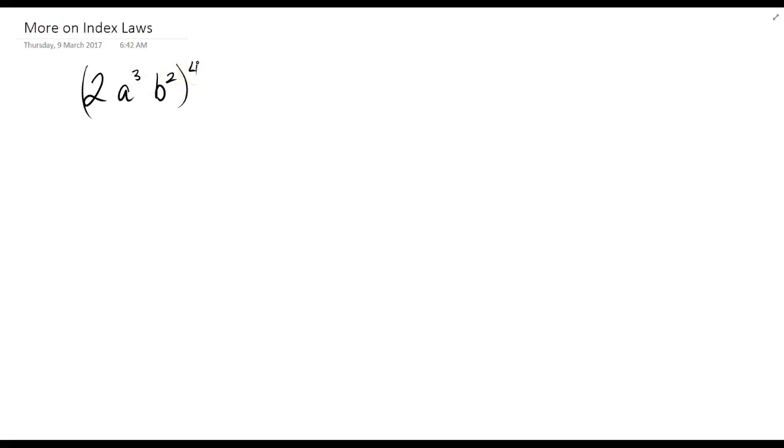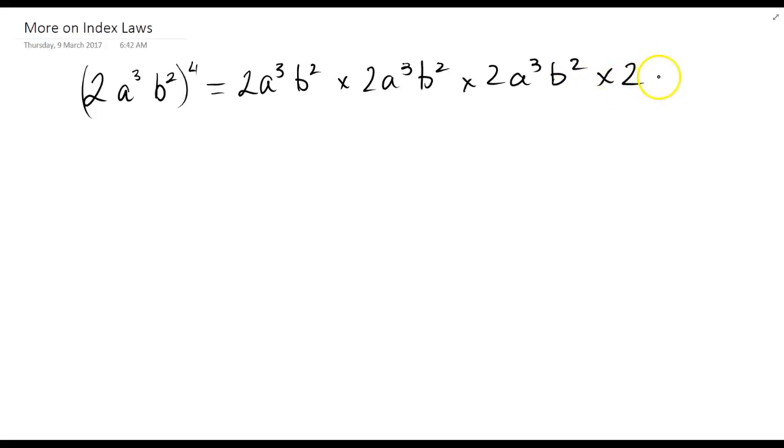So if I do this in expanded form, what we're really saying is I'm going to see this bracket 4 times. So I'll just set that out. So I've got 2a cubed b squared times another one, times another one, times another one. So if all else fails, you can always expand it out like this and then get your answer. So now we just want to group together our 2's.